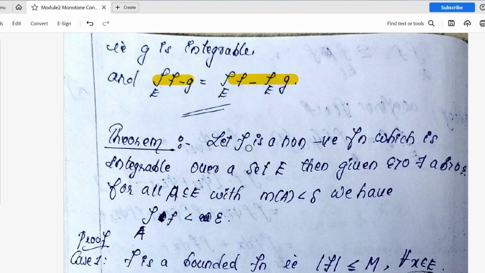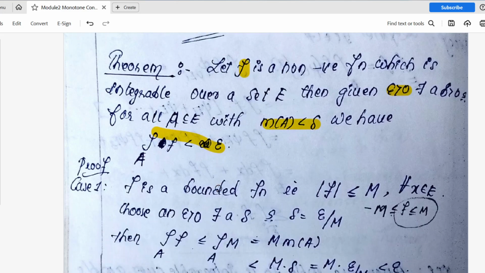So the statement of the theorem states that f is a non-negative function. It is integrable, that is, the integral of f over E is finite. Then given epsilon greater than 0, there exists a delta such that the integral of f is less than epsilon whenever m of A is less than delta, where A is a subset of E. So this is what we are going to prove.